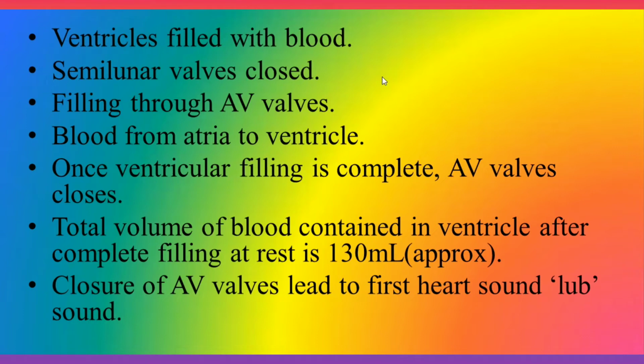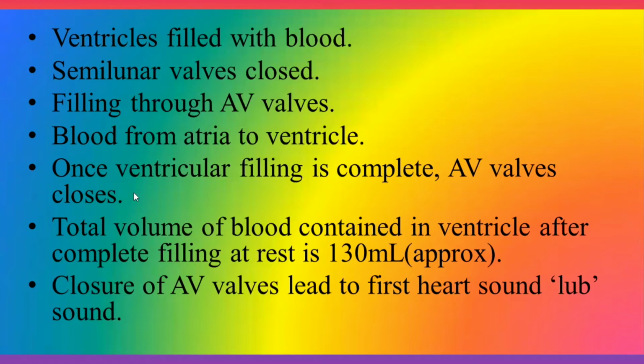So we suppose that the ventricles in our heart are filled with blood. What are the ventricles? They are the lower portion of the heart. Now the semilunar valves have been closed. Who are the semilunar valves? They are the pulmonary artery and aorta valves. Now blood is filling into the ventricle through the atrioventricular valves. So from the atrium, the blood is coming into the ventricle through the AV valves, and the semilunar valves have been closed.